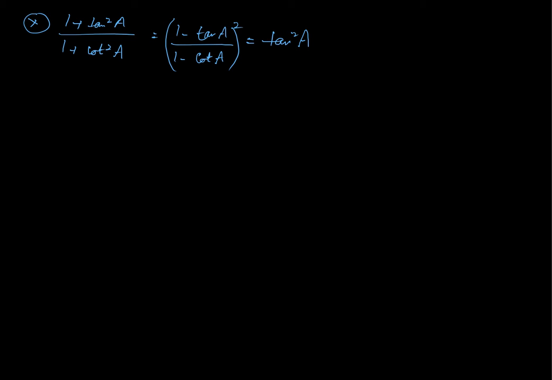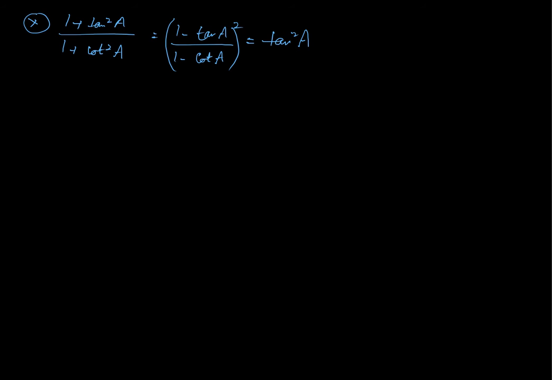Okay, so the last part of this question, that is the 10th part: (1 + tan²A)/(1 + cot²A), we have to prove that it is equal to tan²A, and ((1 − tan A)/(1 − cot A))² is equal to tan²A. So let us take the left hand side of the equation, (1 + tan²A)/(1 + cot²A). Before doing this, we know the formulas.